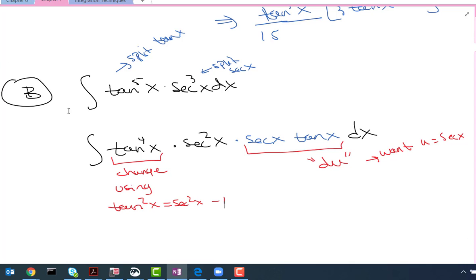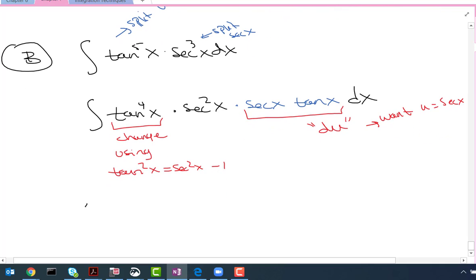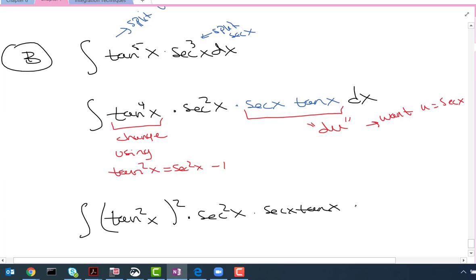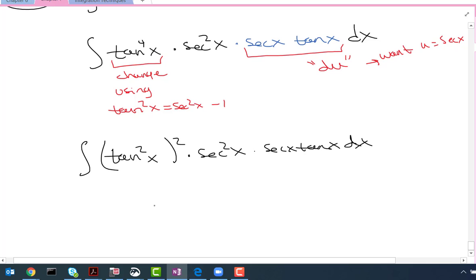So our integral is going to become, so tangent to the 4th is tangent squared times secant square x times secant x tangent x. I'm just kind of rewriting. Since I know I need to change tangent to the 4th using tangent square, I want to get my hands on a tangent square. So that's why I rewrote tangent to the 4th as tangent square squared. You could have also written that this is tangent square times tangent square. Those are the same thing.